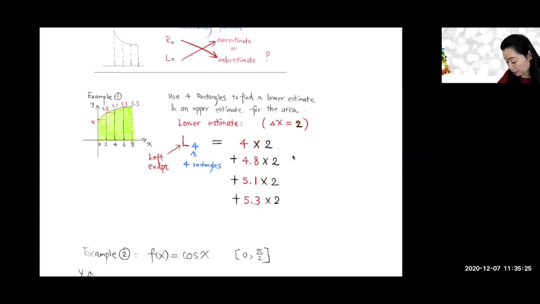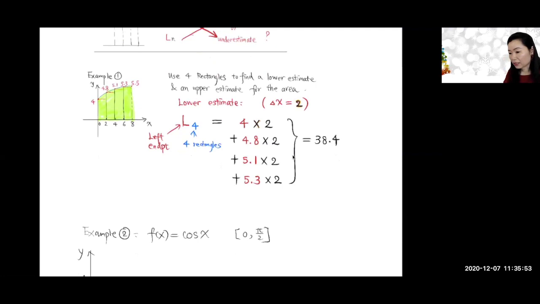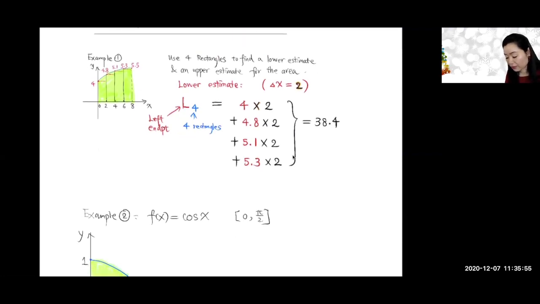So I'm using 4 rectangles, and I'm using the left endpoint for the height. Because this is an increasing function, the left endpoint here is the lowest point in each subinterval, so this will be a lower estimate. And if I sum this up, I got 68.4. So the lower estimate for the area under the curve will be this.